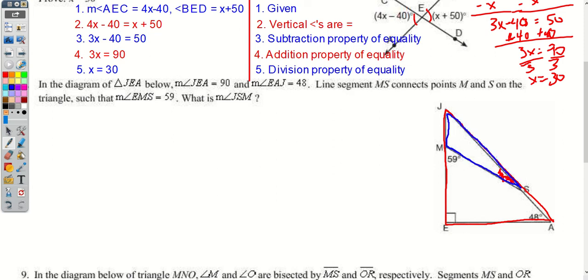All right. So what are some things we notice? Number one, we got a line going on here. So if this is 59, remember the angle next door to it is 180 minus 59. Okay, so that would be 121.